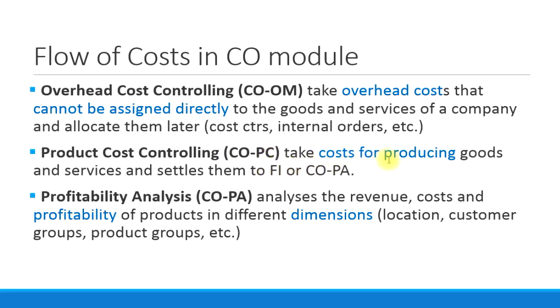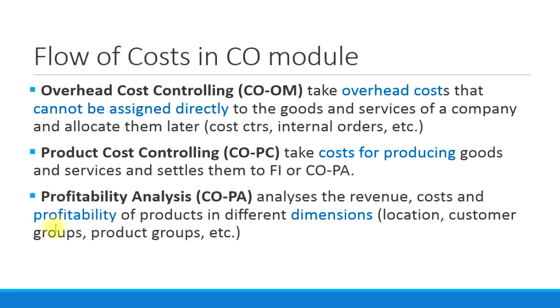So initially we collect all the costs of those products via production orders or process orders. There may be different types of orders related to product cost controlling, and then later you can settle them to the FI module or the COPA module. Again, you don't have to go and settle them to the FI module, even though the option is given here. Most of the time it's settled to the COPA module, because in COPA module, you should be looking at it next, the profitability analysis module. It analyzes the revenue, costs and profitability of the products.